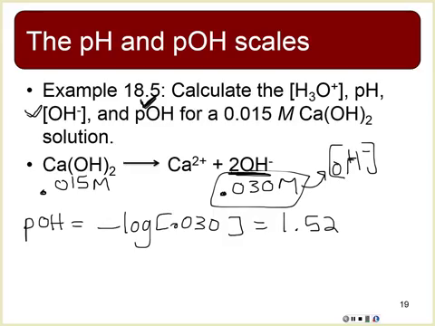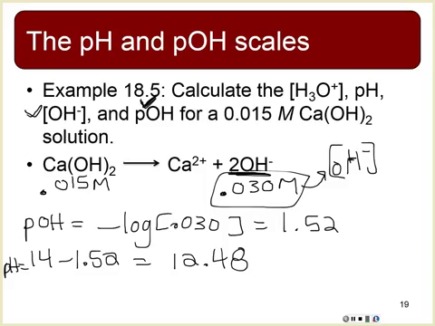Okay, so what's one way I could find pH? I know the POH, right? So what can I do? Subtract. So I take 14 minus 1.52. So my pH equals 12.48. So it's obviously a basic solution, which makes sense because we're using calcium hydroxide.